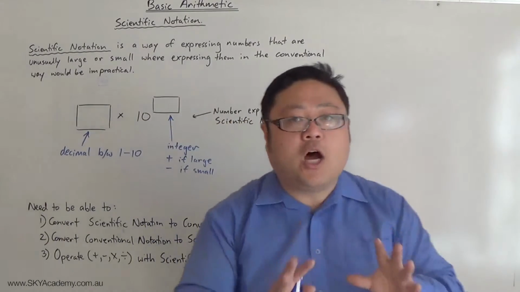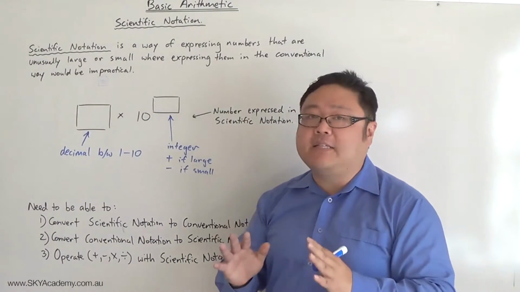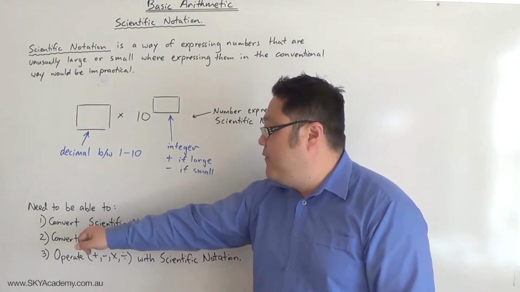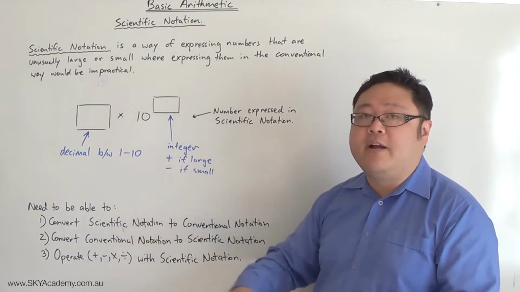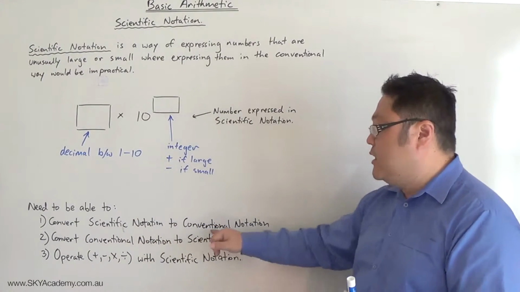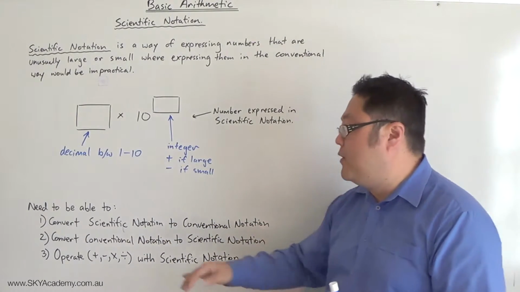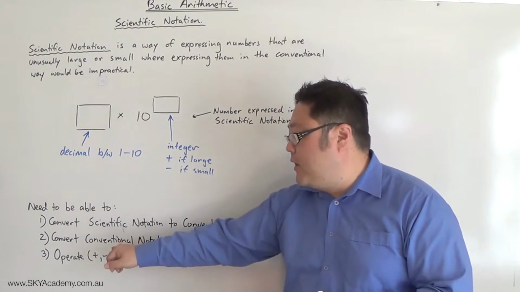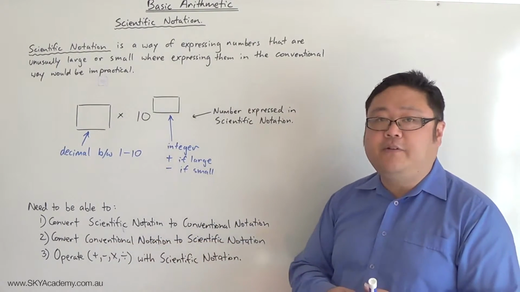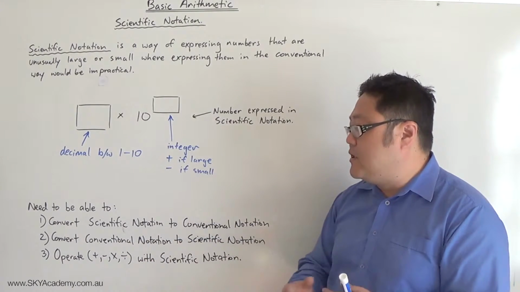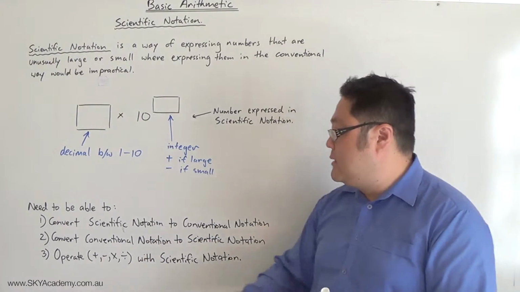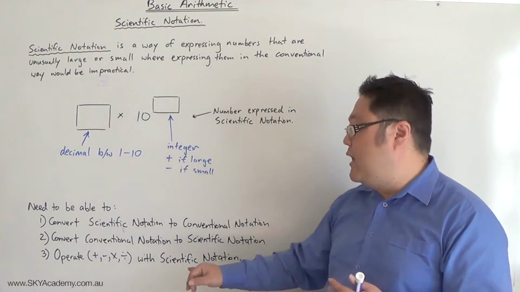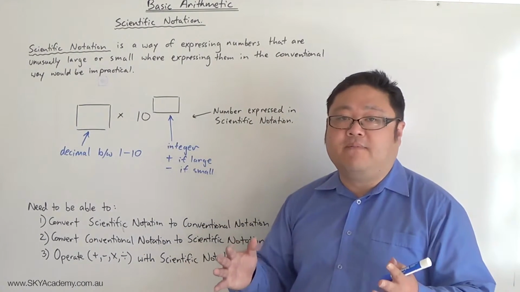Now, the types of questions that you might be asked on scientific notation are: how do you convert a number expressed in scientific notation to a conventional number? How do you convert a conventional number to scientific notation? And the last type of question is how to operate, so plus, minus, times or divide, with scientific notation numbers involved.